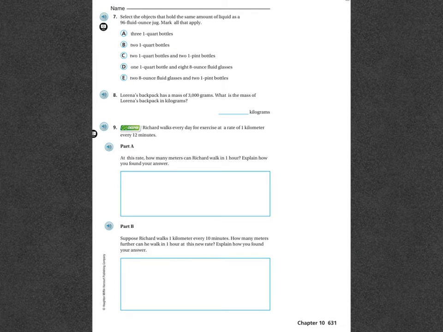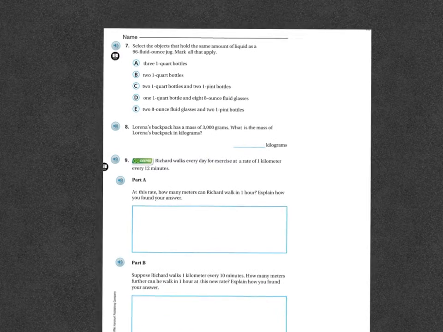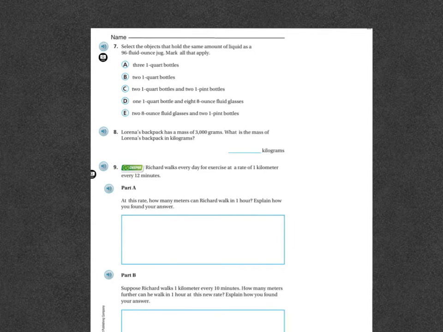And page 631. Number 7. Select the objects that hold the same amount of liquid as a 96 fluid ounce jug. So I'm going to go ahead and pull up the chart you are going to use.